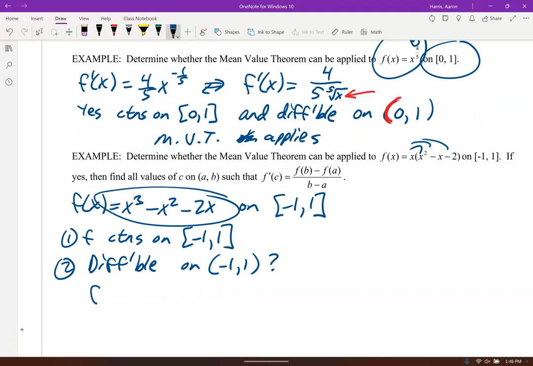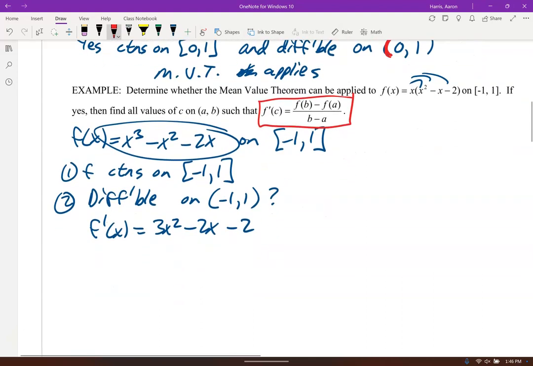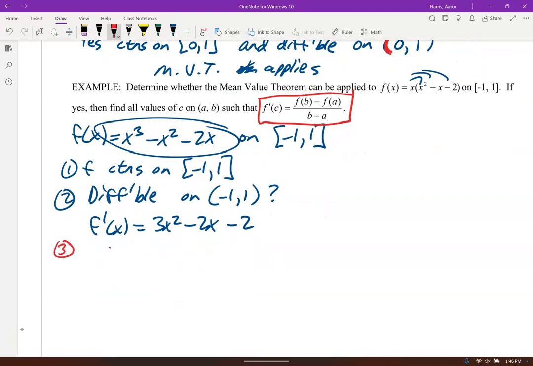Well, let's go ahead and take the derivative. F prime of x would be 3x squared minus 2x minus 2. Notice that the derivative is a polynomial, so it's not going to have any issues either. So it'll be differentiable on the open interval. So the mean value theorem does apply. And if you notice in the instructions, if yes, then find all values of c such that this is true, such that f prime of c must equal f of B minus f of A all over B minus A, right?